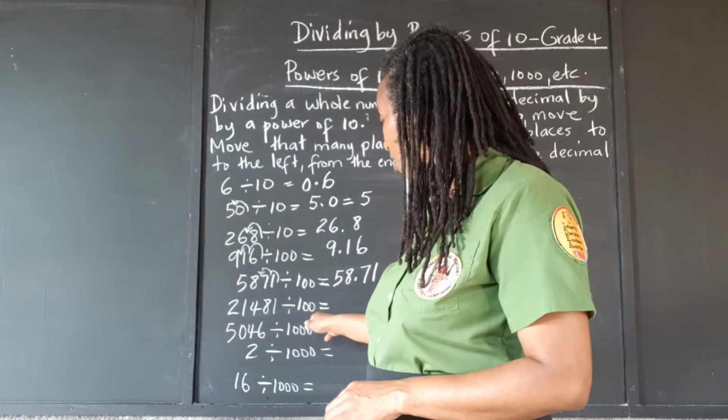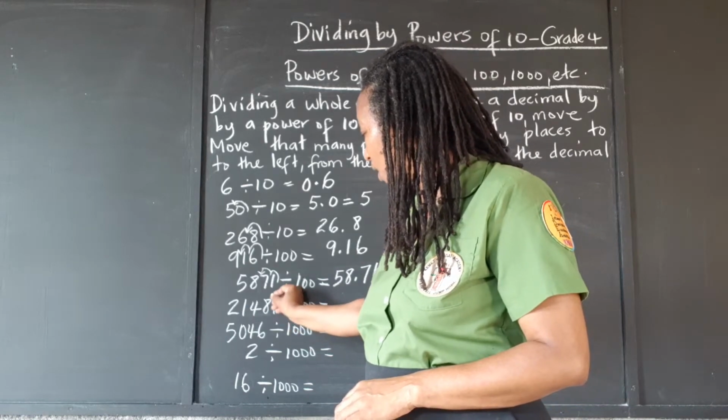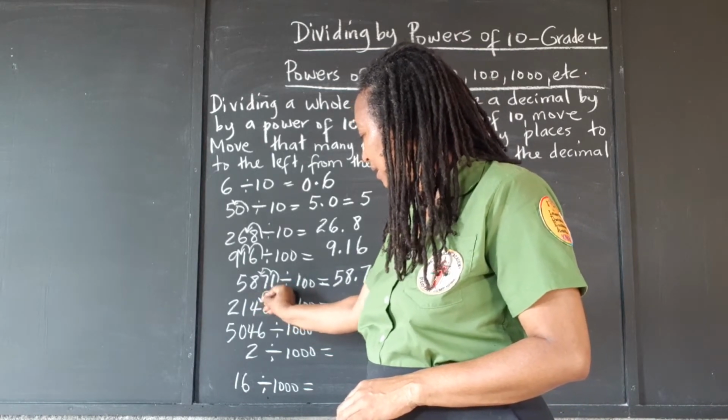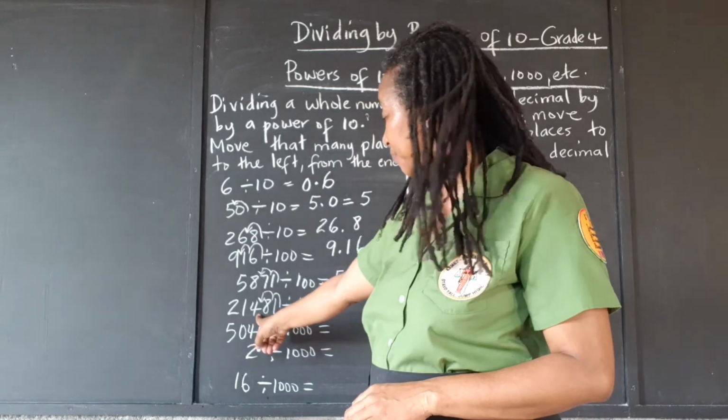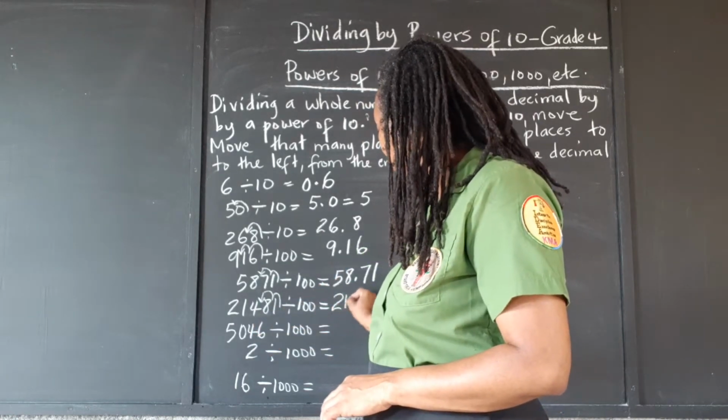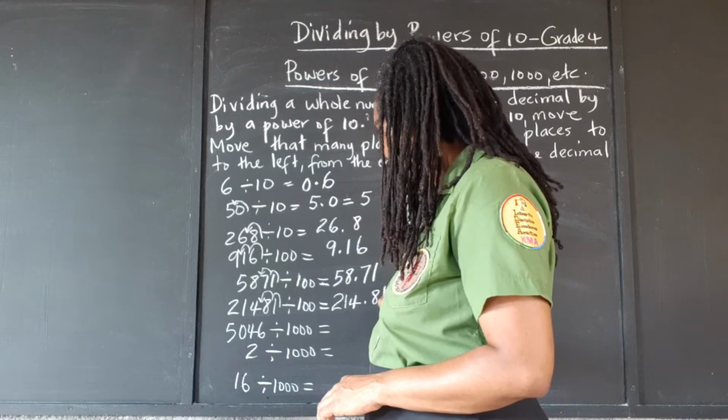21,481 divided by 100. So let's move 2 places. It's going to now be here. So that's 214.81.